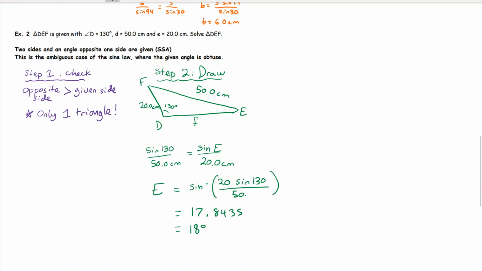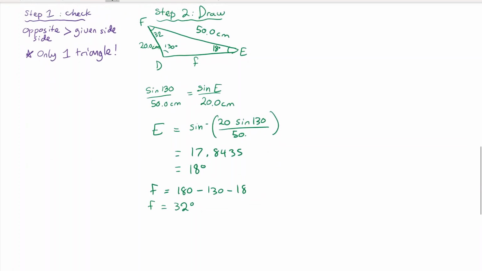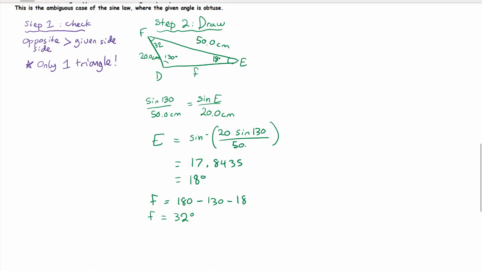So now that I have angle E, I can find angle F. Angle F is going to be 180 minus 130 minus 18 degrees. So 180 minus 130 minus 18. Well, angle F, the one that's left over, is 32 degrees. So now that I know E is 18, and I know that F is 32, well, I can also solve for little side f, because now I have at least one part of this angle side pair. So I'm going to go ahead and do that.